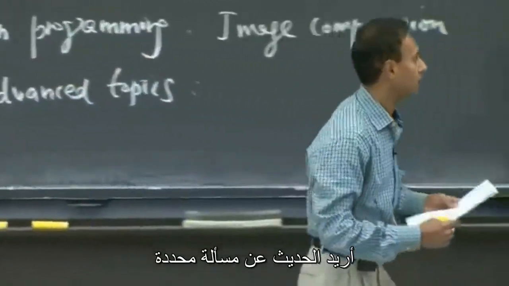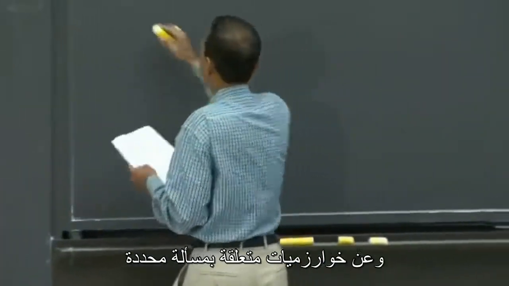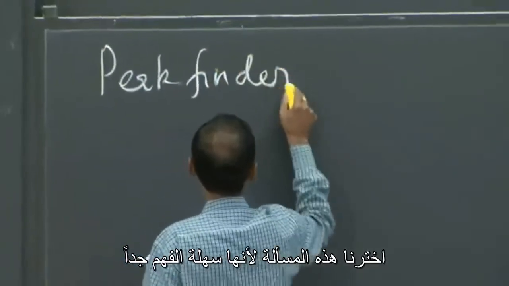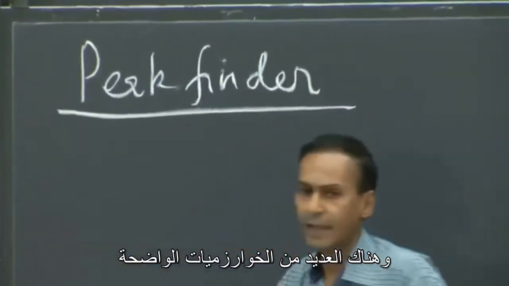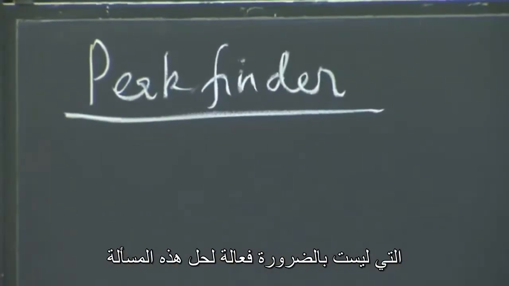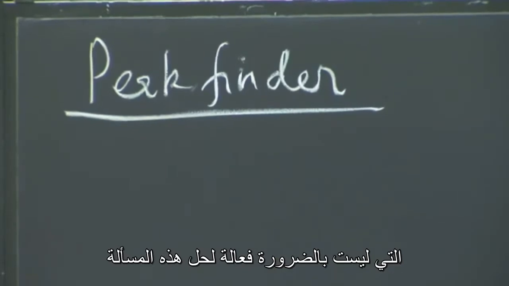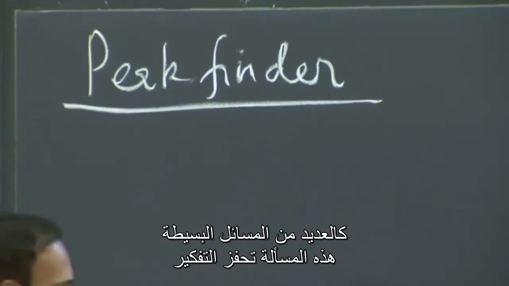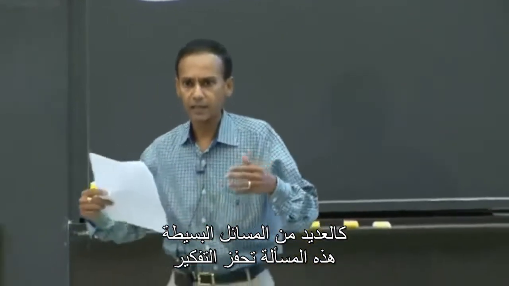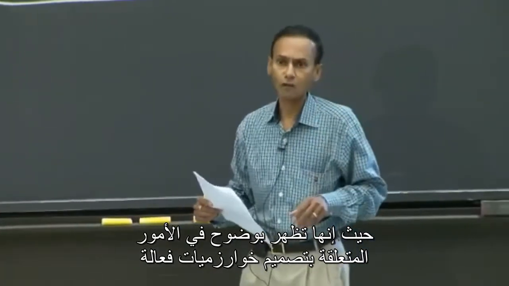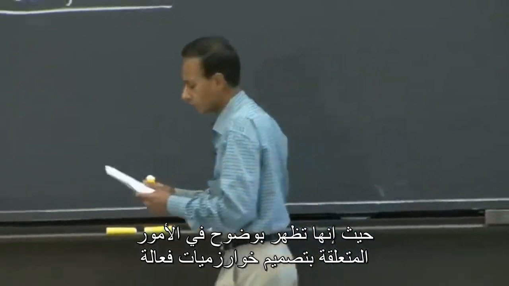Let's get started. I want to talk about a specific problem and talk about algorithms for a specific problem. We picked this problem because it's so easy to understand, and there are fairly straightforward algorithms that are not particularly efficient to solve this problem. So this is a kind of a toy problem, but like a lot of toy problems, it's very evocative in that it points out the issues involved in designing efficient algorithms.